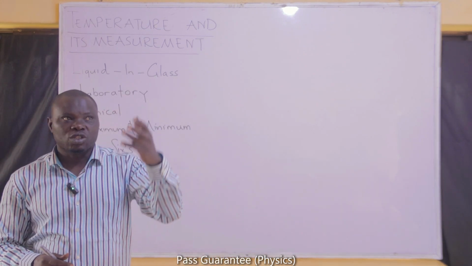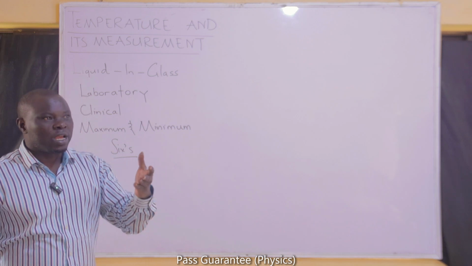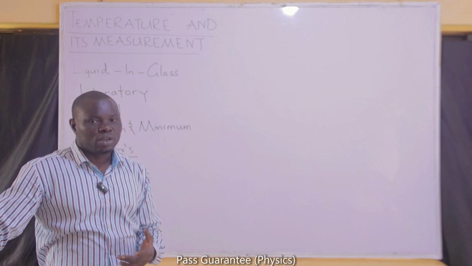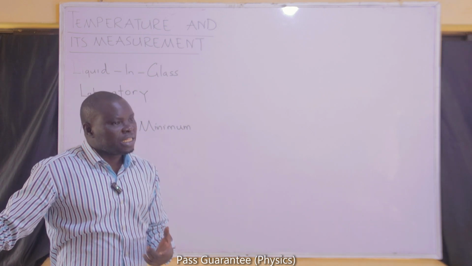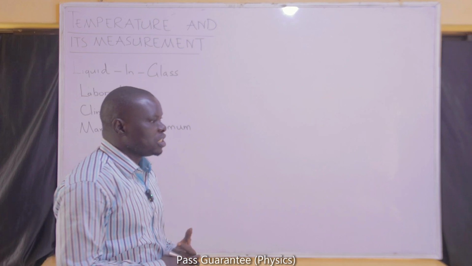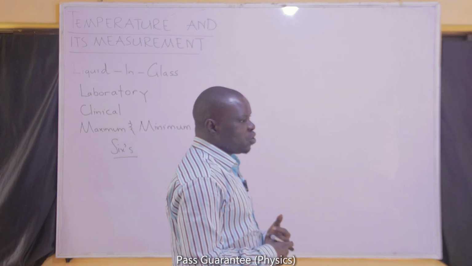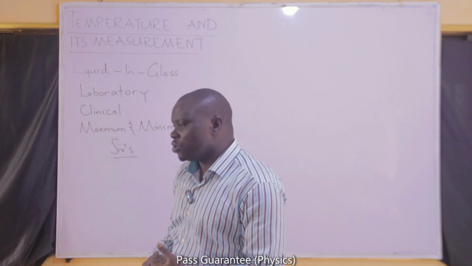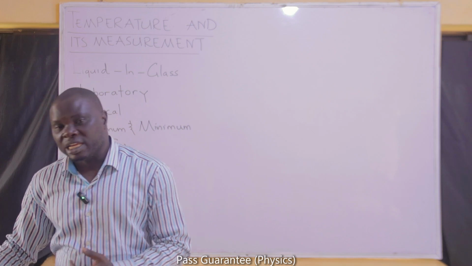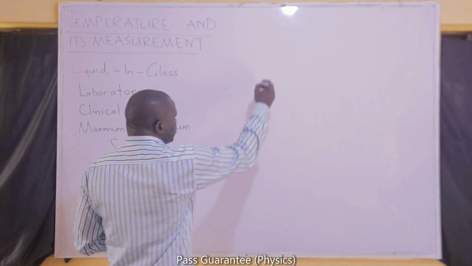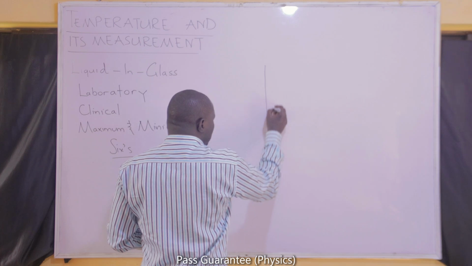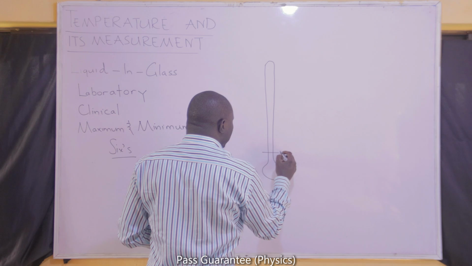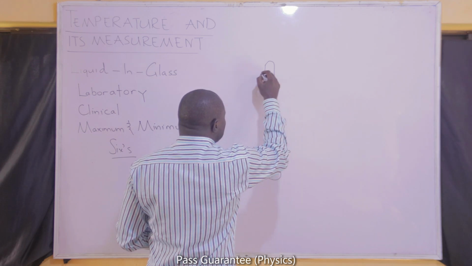If I know 2 fixed points on the thermometer, then I can know where all other points are. I can know where I can put all other temperature values on the thermometer. Usually, the 2 fixed points that we always use are called the upper fixed point and the lower fixed point. Though in new thermometers, there are other points that we can also find in them as fixed points. But generally, a thermometer will have a lower fixed point and the upper fixed point.